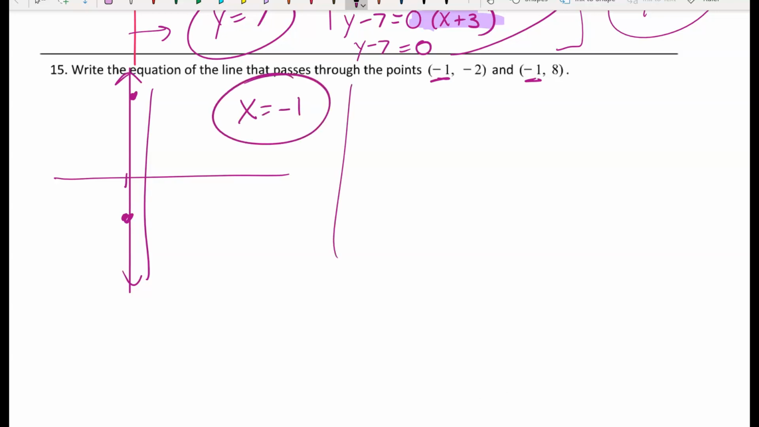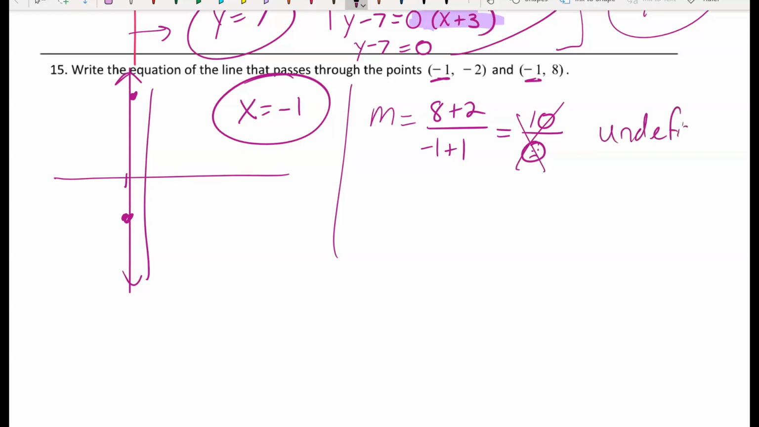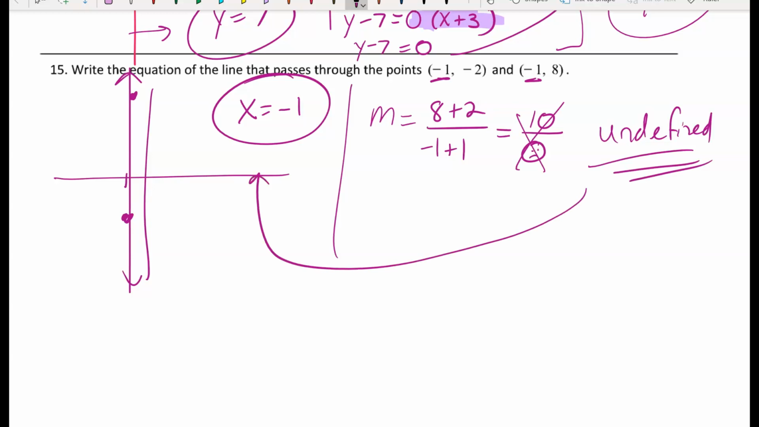The problem is, if you try to use that same logic from the last one to find the slope and then analyze from there, something weird happens. -1 minus -1, 10 divided by 0. Right, you can't divide by 0, so the slope is undefined here. So I wouldn't be able to plug into point slope form. So you simply need to analyze this and show that it's a vertical line instead.